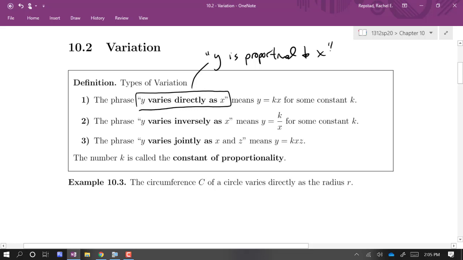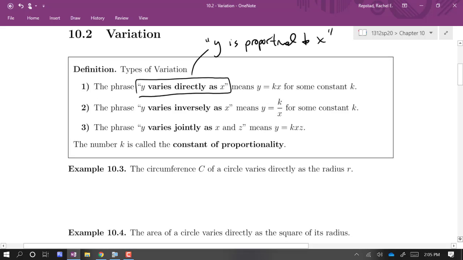If y varies inversely as x, that means that it's some constant k divided by x. So a direct variation means that as one quantity grows, so does the other. With inverse variation, as one quantity grows, it causes the other one to shrink. If y varies jointly as x and z, it means that it is some constant times the product, x times z. We call this number k the constant of proportionality.